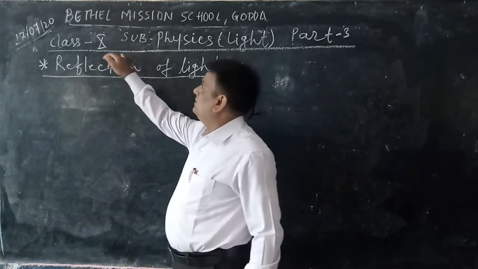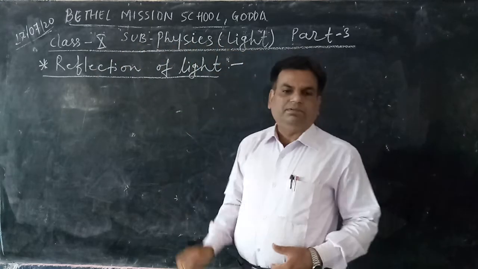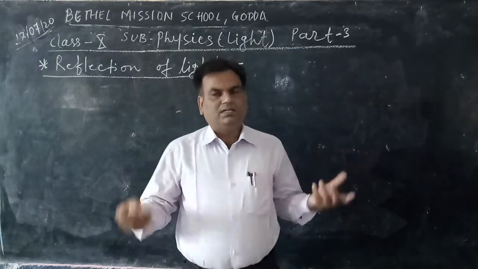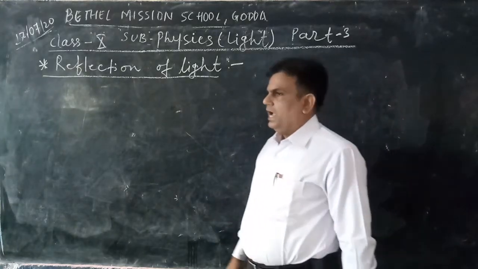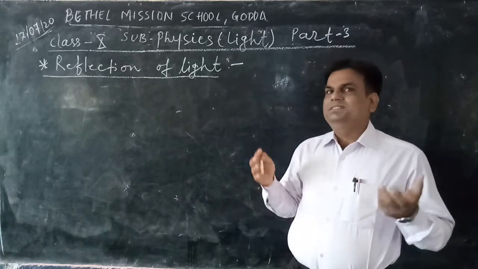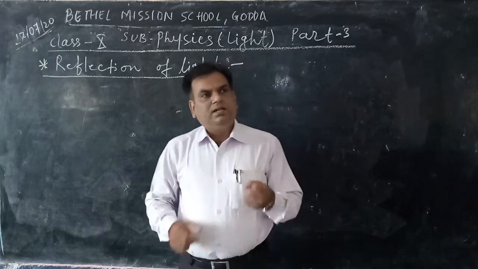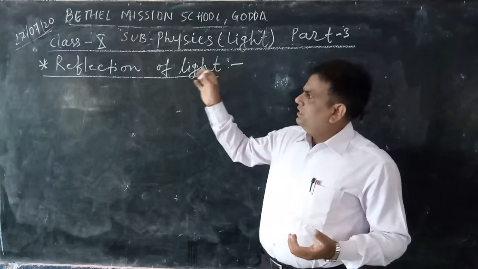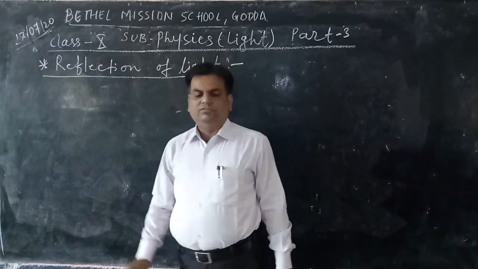Today we will discuss part 3 of class 10 subject physics, chapter light. We have already discussed the characteristics of light, the theory of light, and the properties of light, and now the next topic is reflection of light. As we discussed on the first day, there are different kinds of phenomena of light: reflection of light, refraction of light, and dispersion of light. So here we will first study the reflection of light.